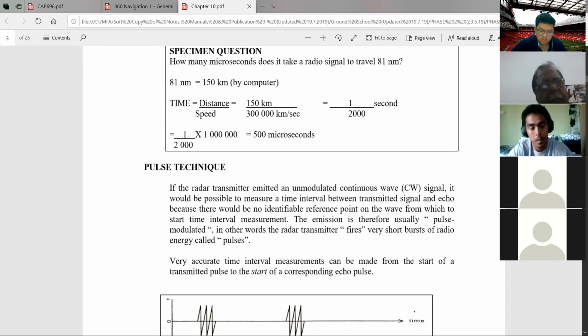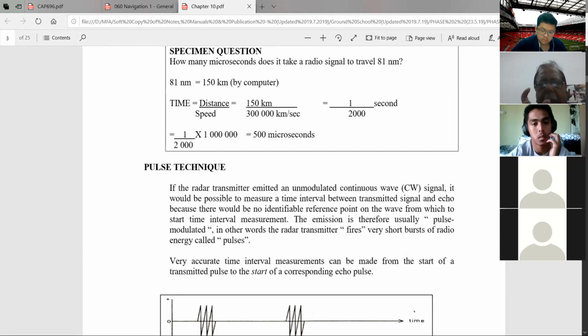Each pulse has a duration, which is called the pulse length or the pulse width. A very important aspect, you must understand this. What is a pulse length and a pulse width? Pulse length and pulse width are the same thing, the duration of the pulse, and this is in microseconds. If I say the pulse length is 3 microseconds, what does it mean? The pulse length of the pulse is 3 microseconds.